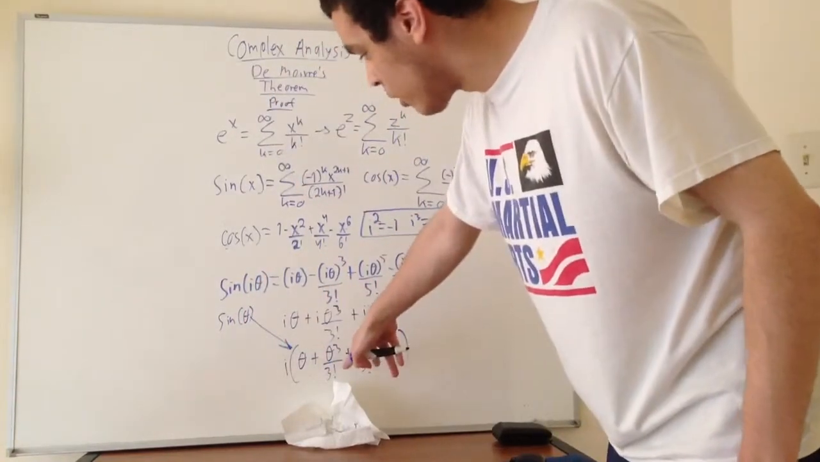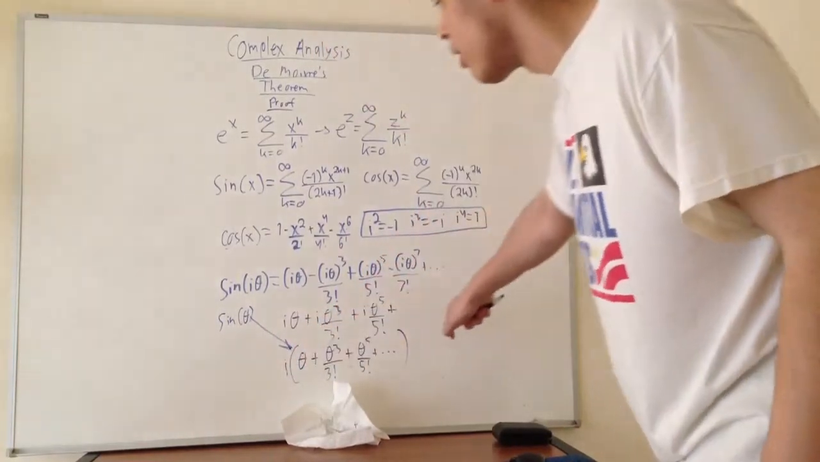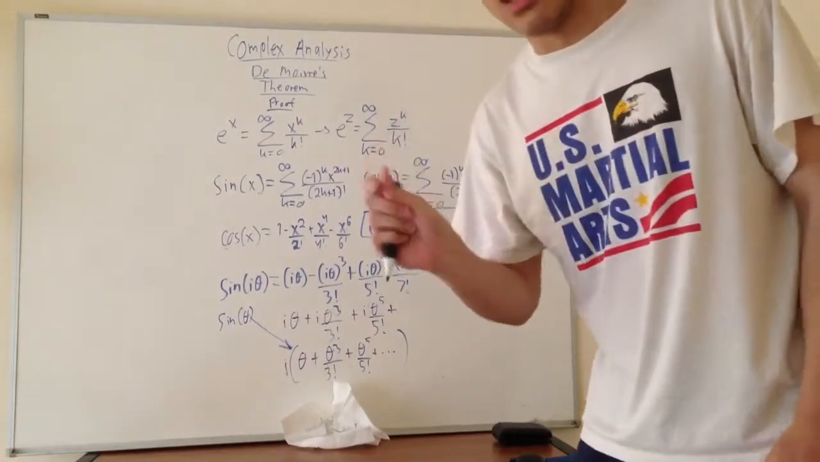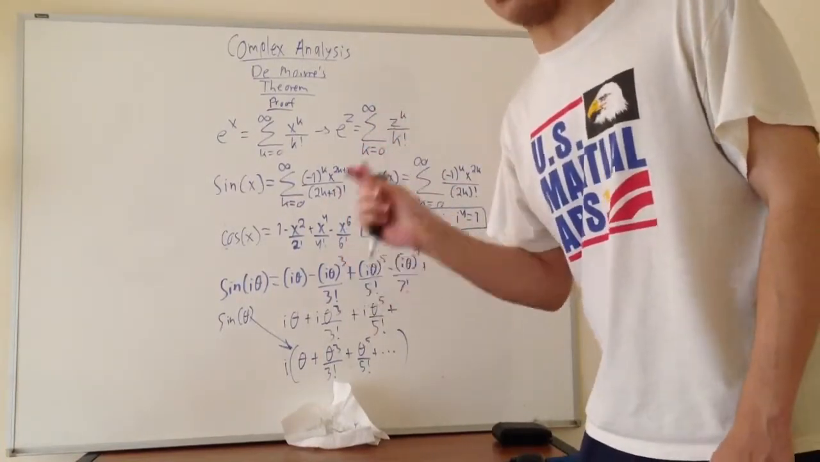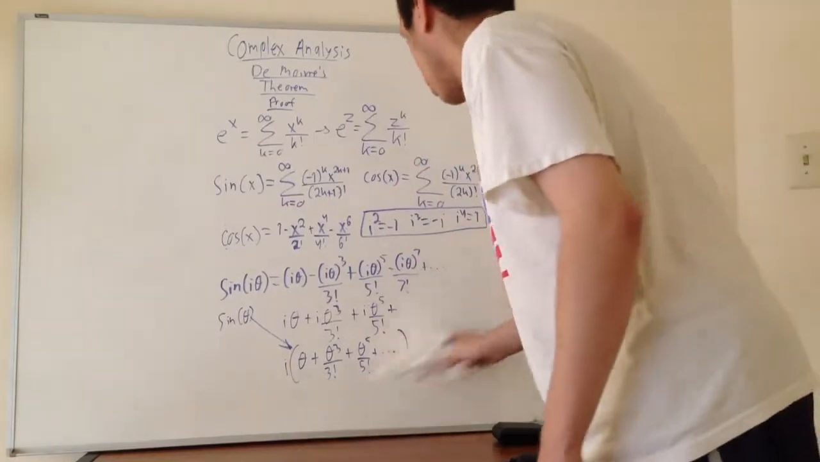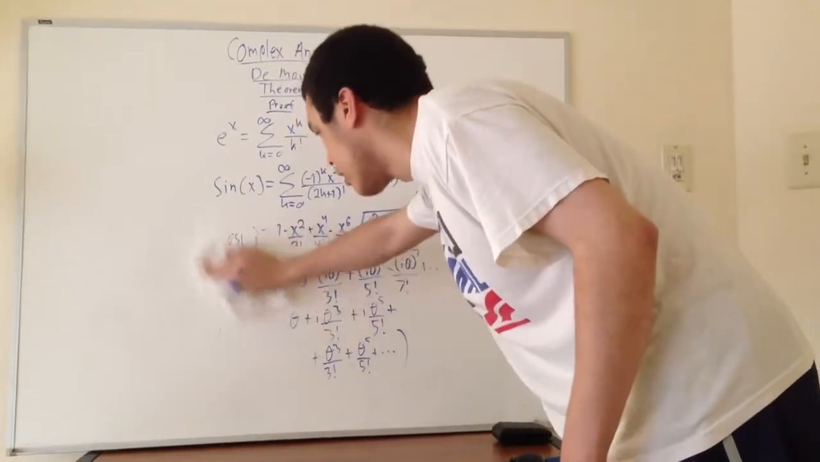This is the power series expansion of sine of theta. And all I'm doing now is factoring out the i and multiplying by that. So as you can see, we now have established the i sine theta. Now we know i sine theta is in a power series expansion. So I'm just going to go ahead and now put it all together. We're pretty much done. We're almost done.